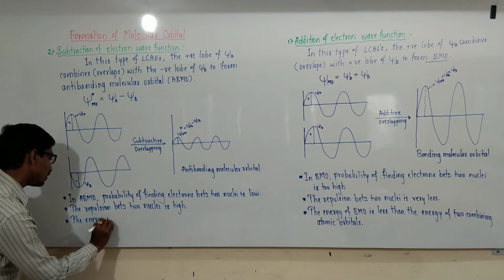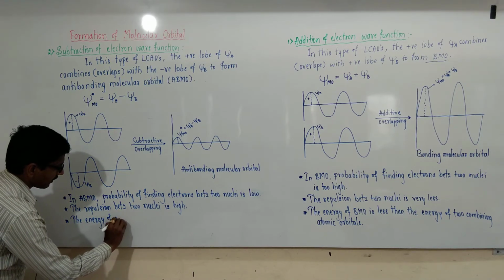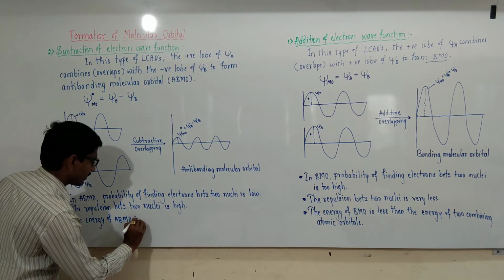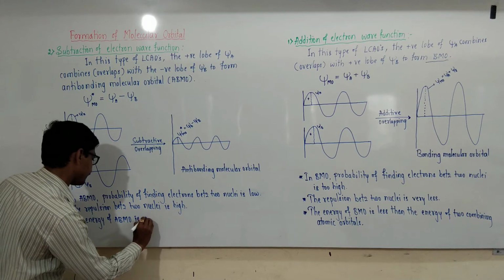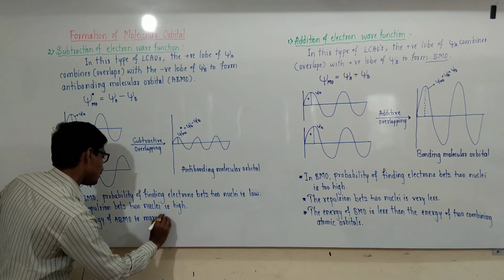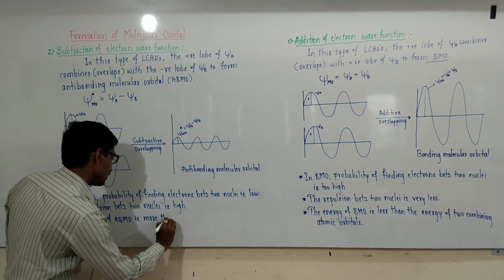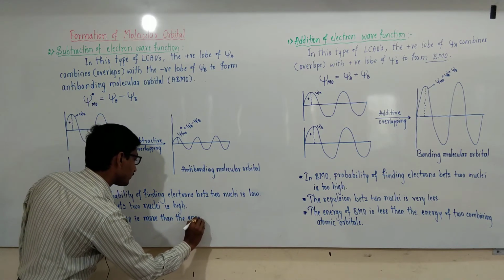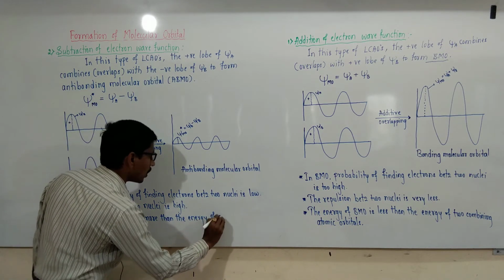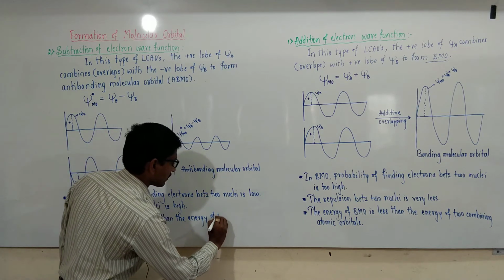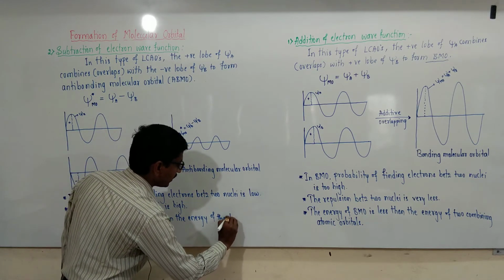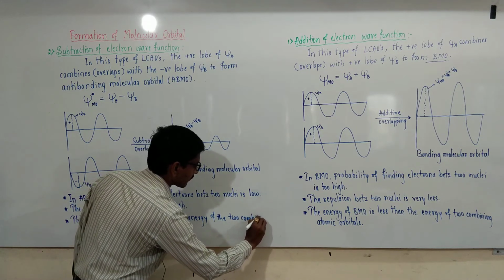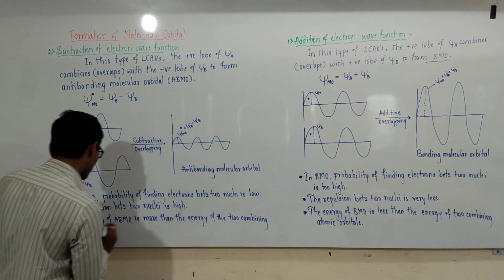The energy of anti-bonding molecular orbital is more than the energy of the two combining atomic orbitals.